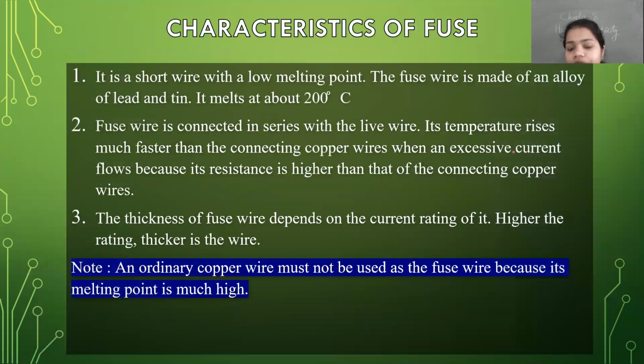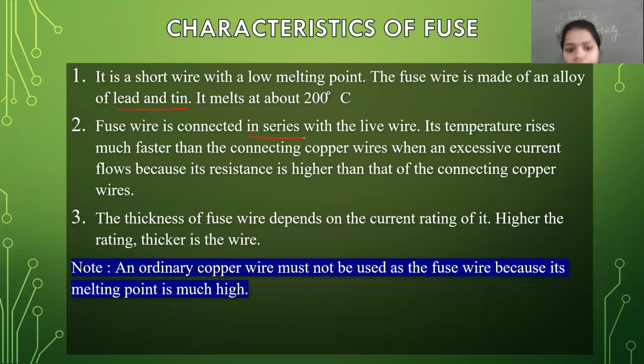Now we have some of the characteristics of a fuse. Very important. First of all, it is a wire of low melting point and it is made up of an alloy of lead and tin. It's a combination of lead and tin. Then this wire is always connected in series with the live wire.